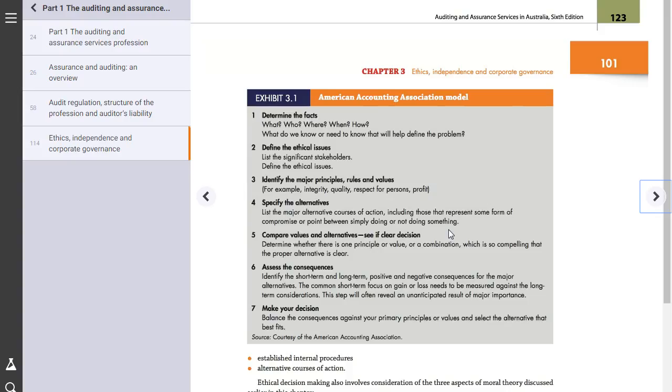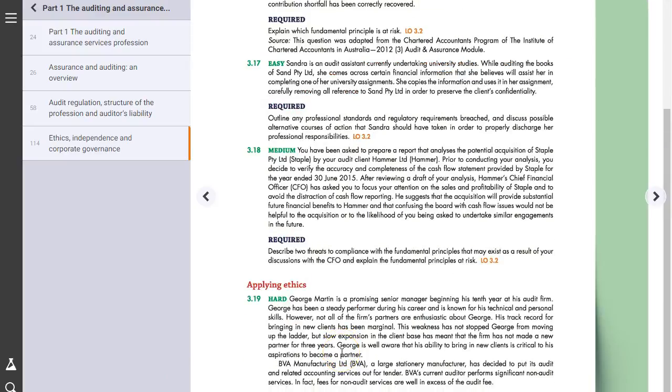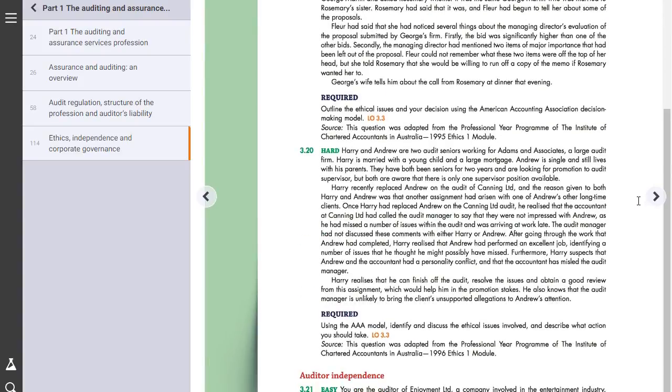To get an idea of how you are to answer the question, look up textbook pages 100 and 101 as you can see on the screen, and that gives you some tips about what to consider under each of those 7 headings. And you can have a go at some practice questions in the textbook that also require the AAA model. Question 3.19 on pages 135 and 136 is a good practice question. And so you can talk to your lecturer about possible solutions.